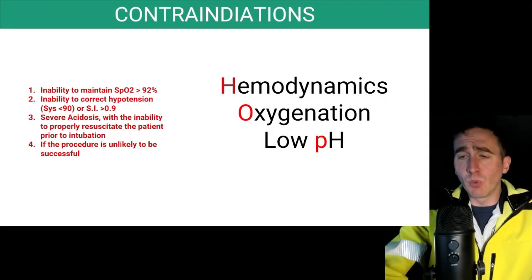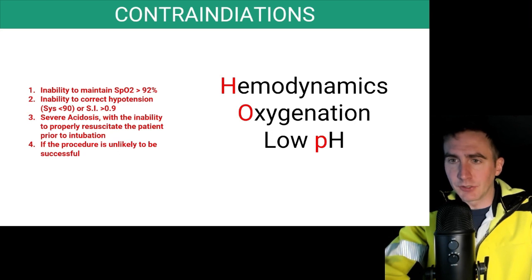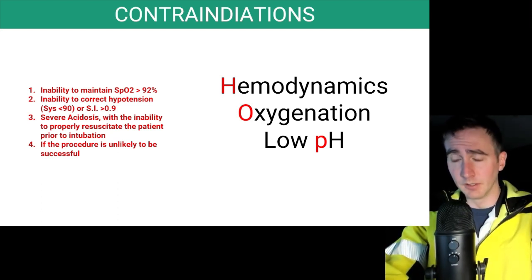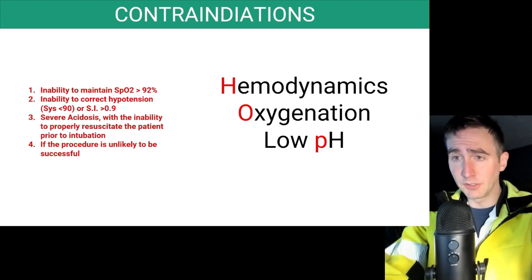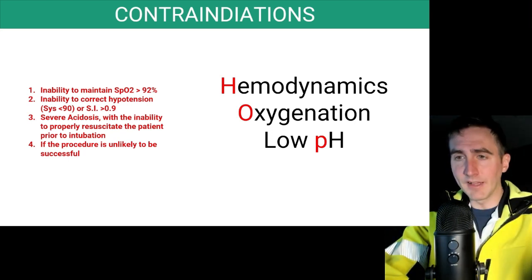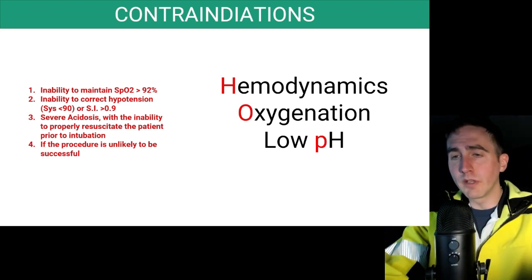Now, when we're talking about contraindications to RSI, we're not talking just about the patient where there's no indications. Here at Jessamine County EMS, our contraindications are going to be the inability to maintain an SpO2 greater than 92%. If we cannot get that SpO2 above that, then we have a shorter, safe apnea period. So that patient is most certainly going to desaturate during our efforts at securing that endotracheal tube.